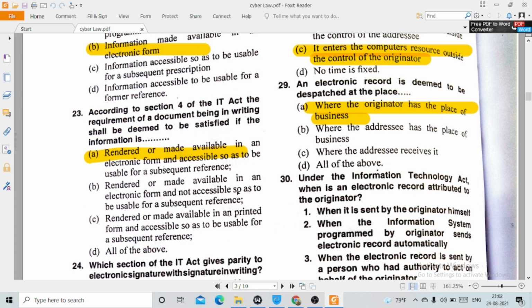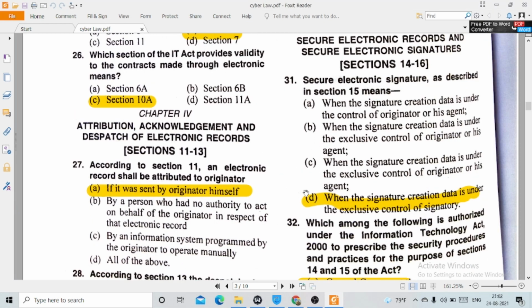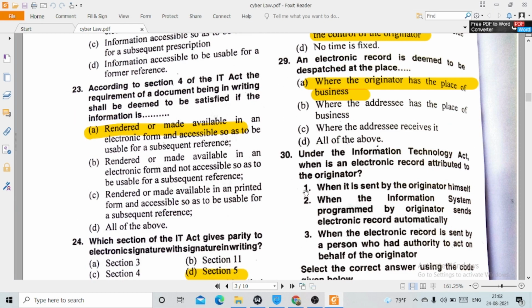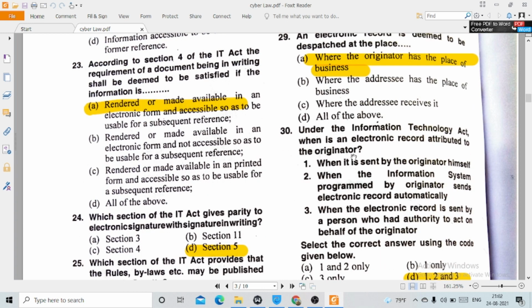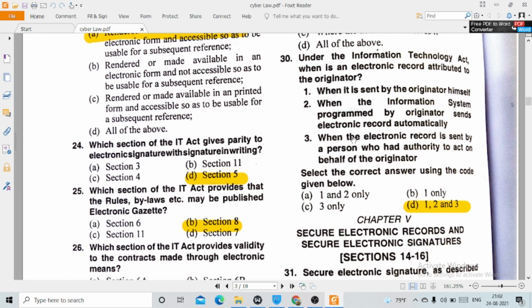Question number 24. Which section of the IT Act gives parity to electronic signature with signature in writing? This is option number D, Section 5.